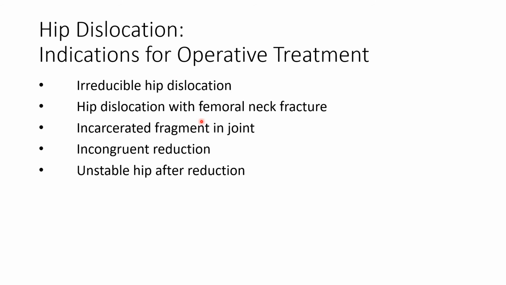So what are the indications for operative treatment of hip dislocation? Indications are failed closed reduction, that is irreducible hip dislocation, a failed stability test after the dislocation is reduced, a big posterior lip of the acetabulum fragment fracture, a bone fragment within the acetabulum, a hip dislocation with femoral neck fracture, an incongruent reduction, or a sciatic nerve palsy.